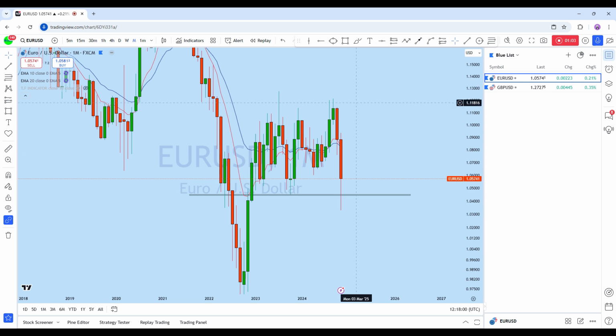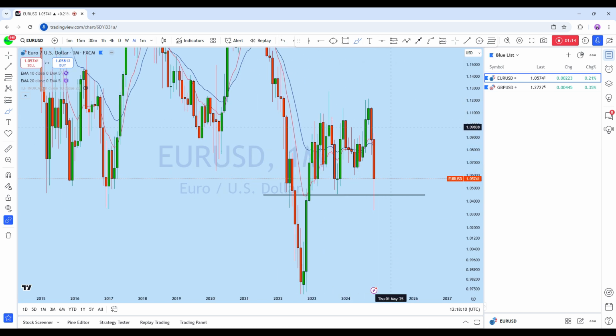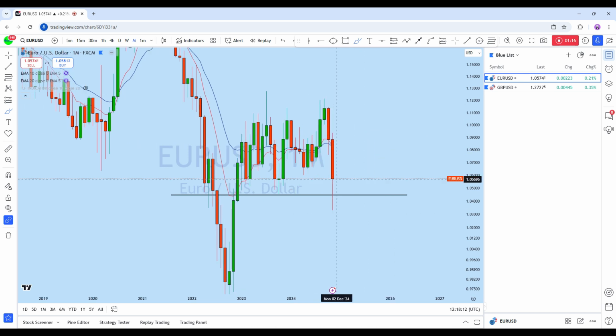Now this is a strong rejection on Euro dollar, and with that rejection we can expect the market to bounce back up, as we can see the price penetrated that support level. I think that we might see Euro dollar potentially moving back up again for at least a certain period of time. As we can see, this month was a huge drop.